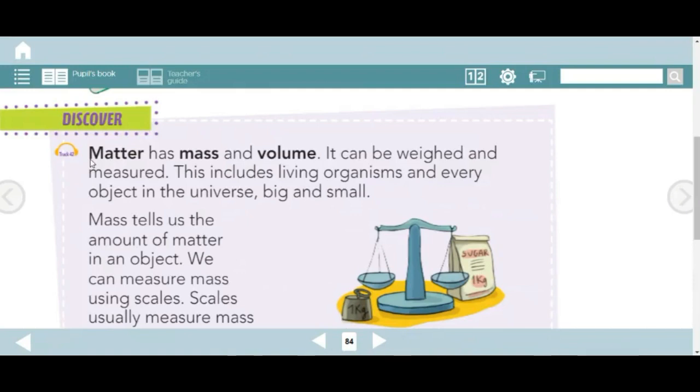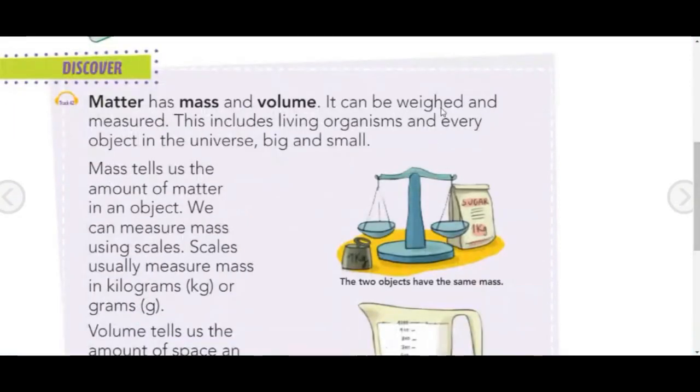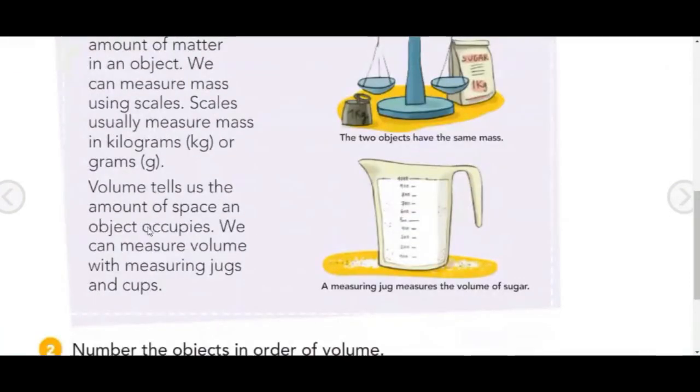Track 42, mass and volume. Matter has mass and volume. It can be weighed and measured. This includes living organisms and every object in the universe, big and small. Mass tells us the amount of matter in an object. We can measure mass using scales. Scales usually measure mass in kilograms or grams. Volume tells us the amount of space an object occupies. We can measure volume with measuring jugs and cups.